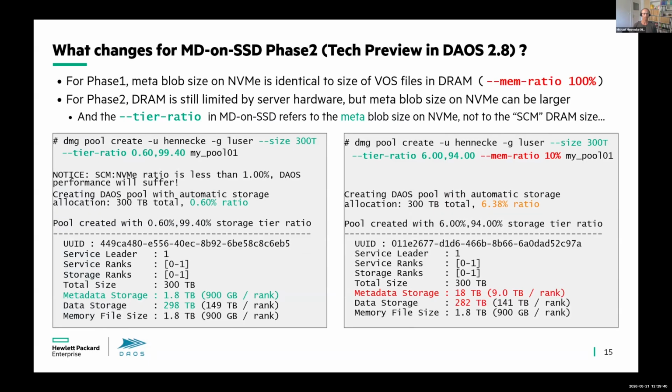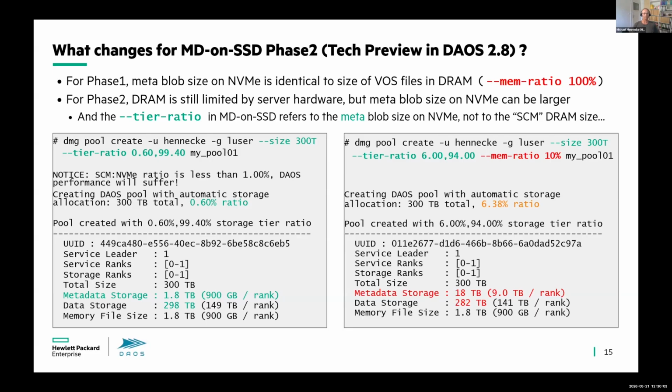We are printing a warning that this ratio is low and then allocating 0.6% SCM. And the numbers roughly add up, right? At the bottom, you see the data storage is 298 terabytes. The metadata storage is 1.8. So add those together and you get to the 300 that I requested.